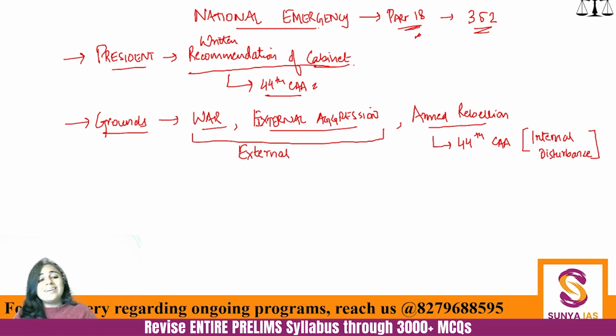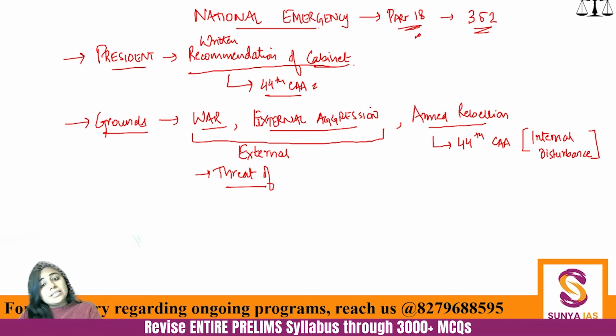Then another thing: even if a war or external aggression has not actually happened till now, even if there is a threat of war or external aggression, even then the president can announce emergency. So you can get a statement that the pronouncement of war is necessary to announce an external emergency. No, it is not necessary. Even a threat of war can lead to announcement of emergency.